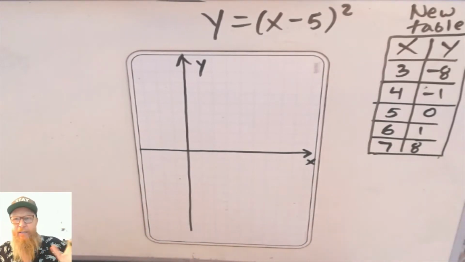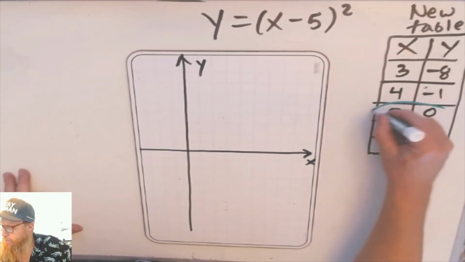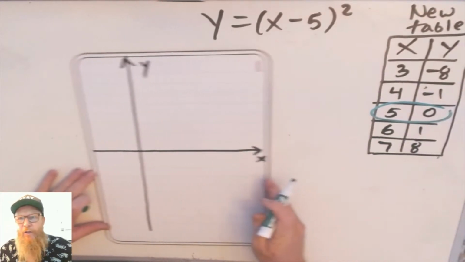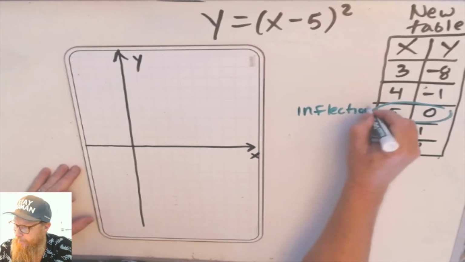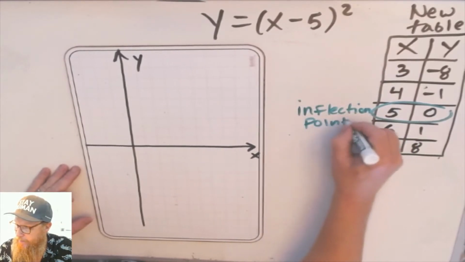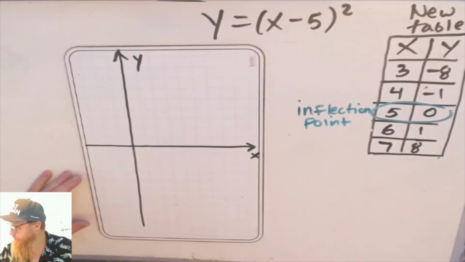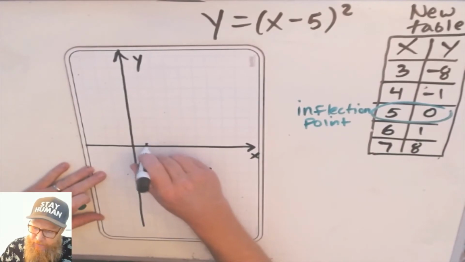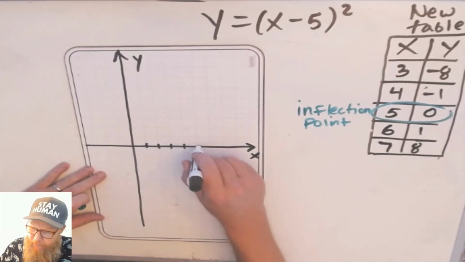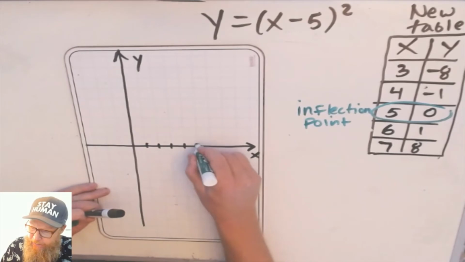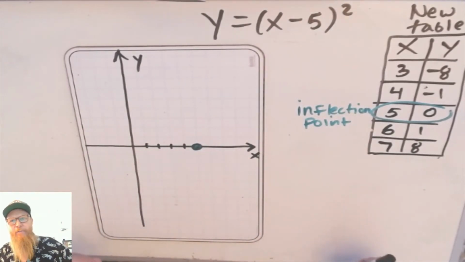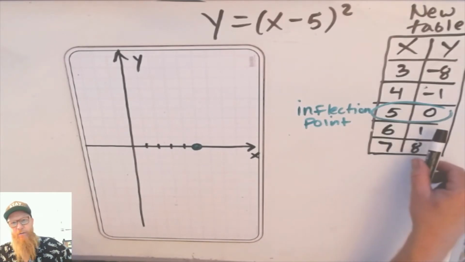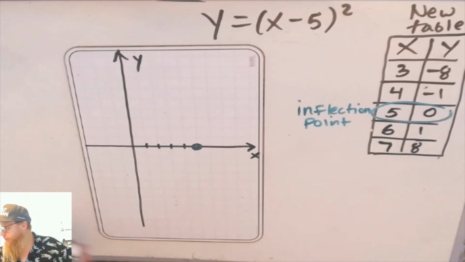Now here's the deal. The middle row is called the inflection point. You have to plot that first. So 1, 2, 3, 4, 5, right there. Got to plot that first. 5, 0. All right. And then I'm going to do the rest of them.